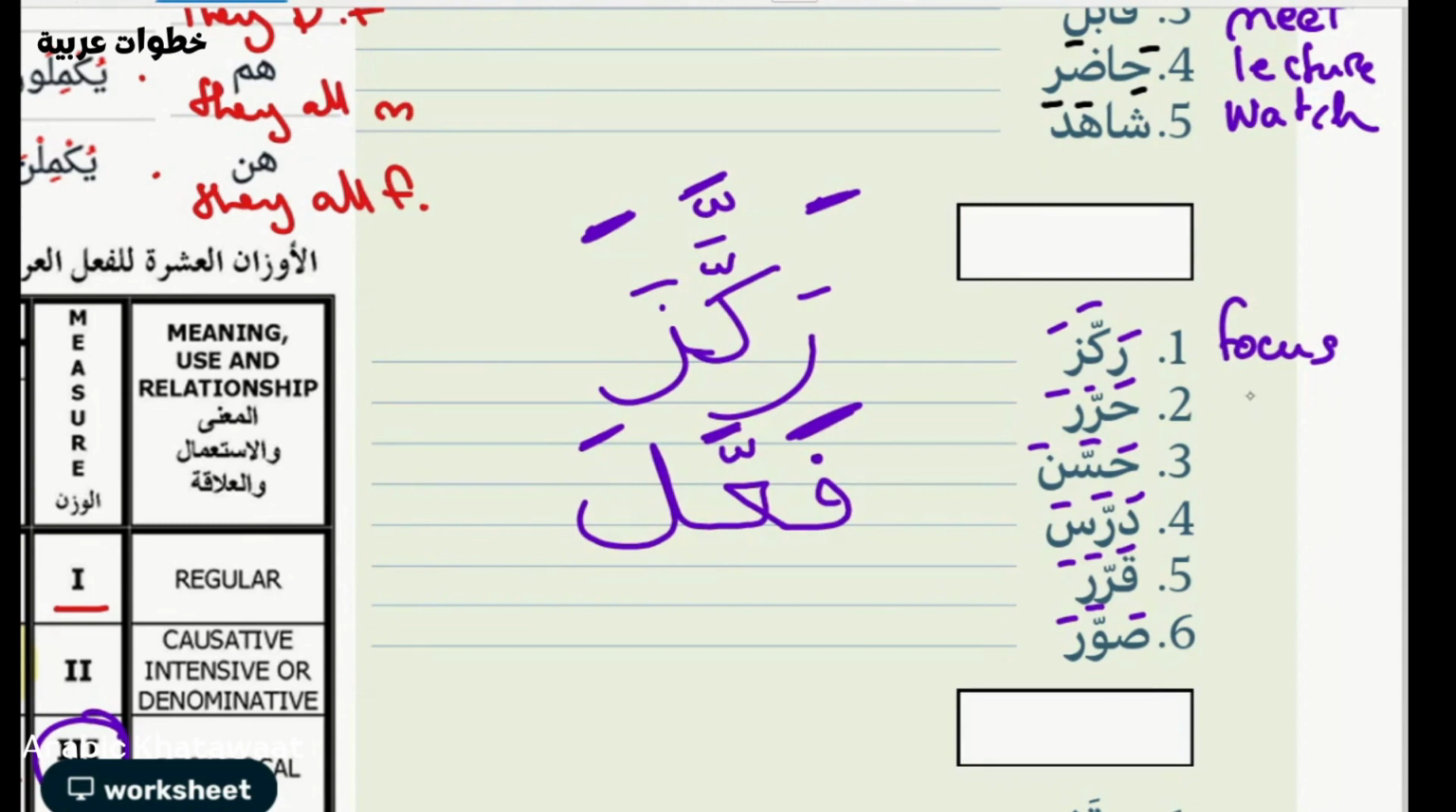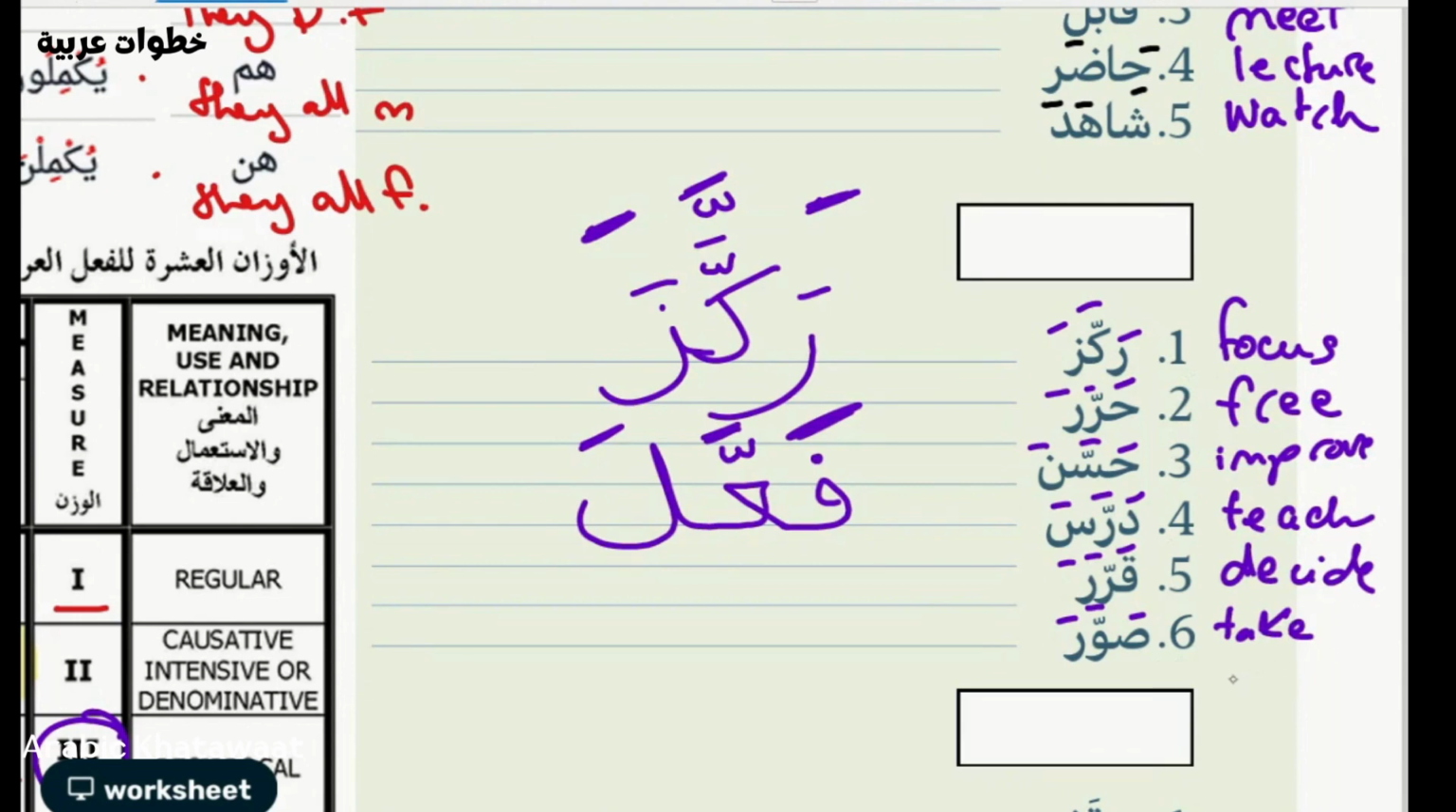حرر, freed someone, to free someone. Or to, what's the other word we use? Liberate, yes. حسن, improve. درس, teach. قرر, decide. صور, take a photo or take a picture. And to photograph, so take a picture. So over here I have ركز, حرر, حسن, درس, قرر, صور.